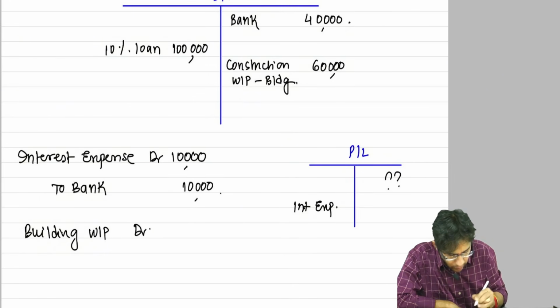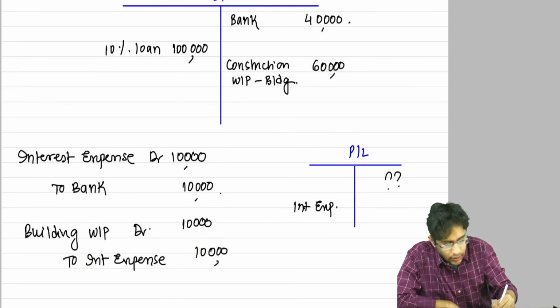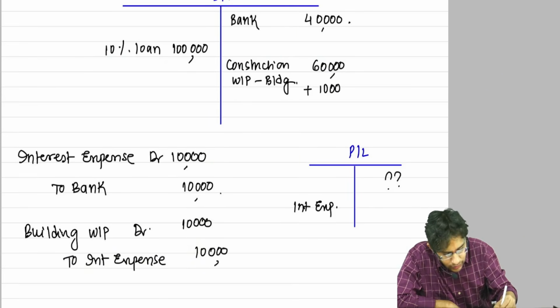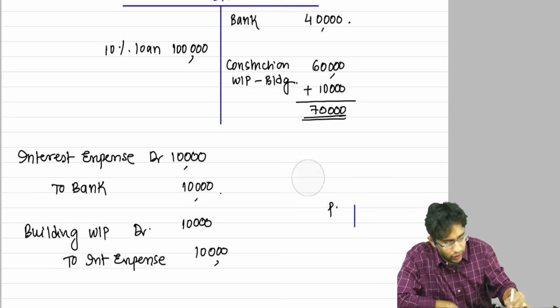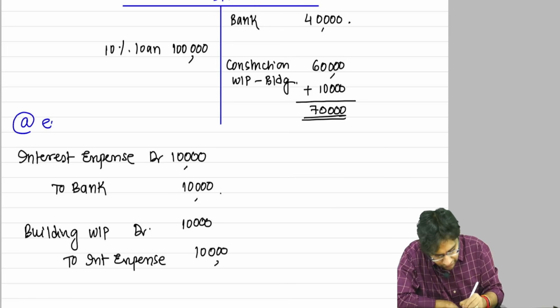building WIP account debit to interest expense, 10,000. The moment I write this entry, sir, here another 10,000 will get added. So building WIP is now appearing at 70,000 and P&L account nothing I will write. So these are the entries you write at the end of year 1.